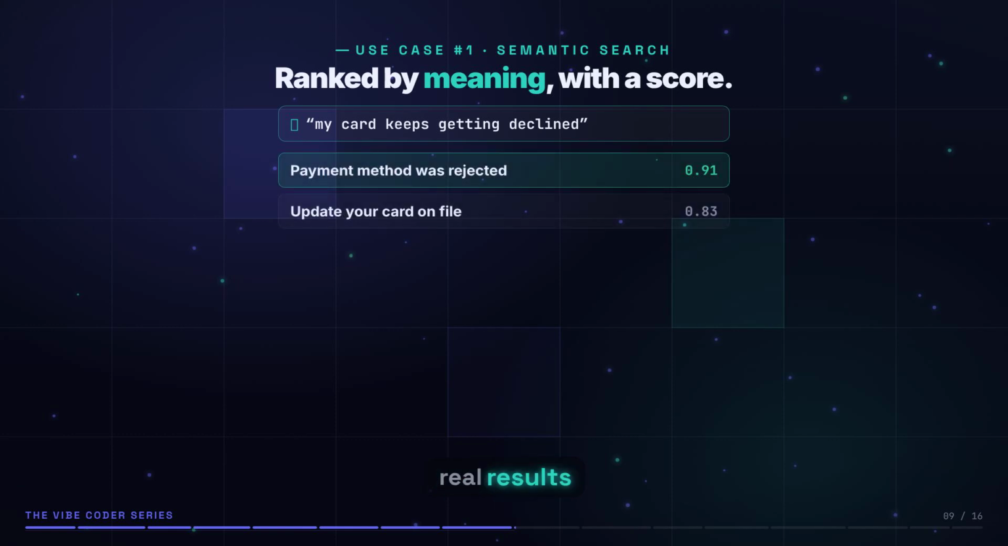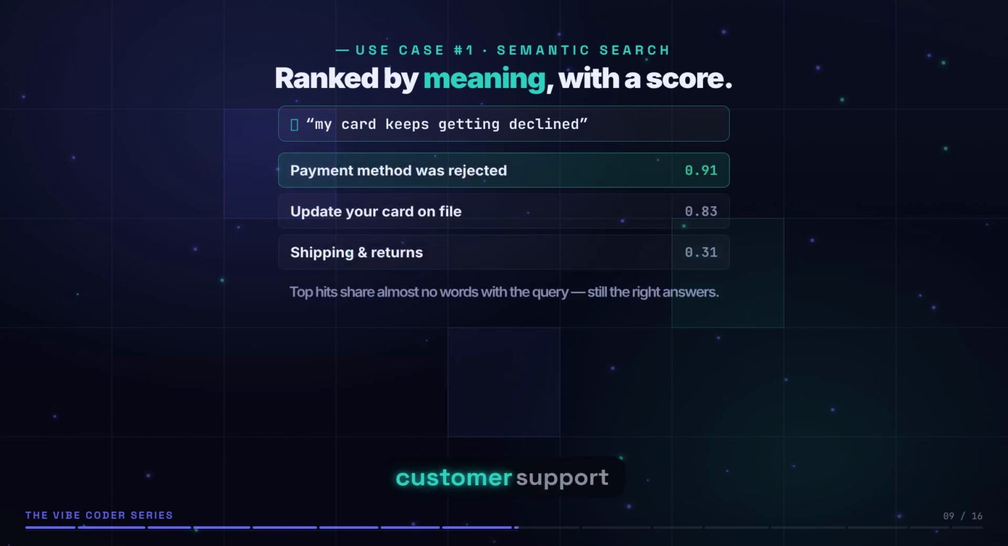Let's look at real results from a real query. Say you run a customer support tool and a user types, "My card keeps getting declined." You embed that sentence, hand the vector to the database, and ask for the nearest neighbors among all your help articles. Back comes a ranked list, and each result carries a similarity score. Payment method was rejected, 0.91. Update your card on file, 0.83. Shipping and returns, 0.31. Notice the top hits share almost no actual words with the query, yet they're obviously the right answers, ranked cleanly by meaning.